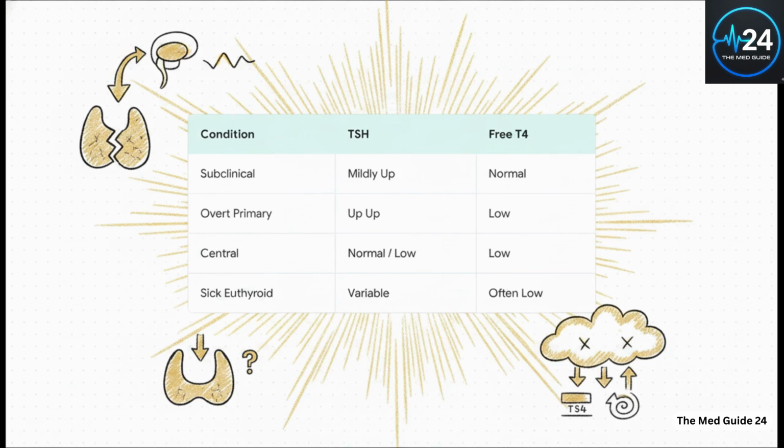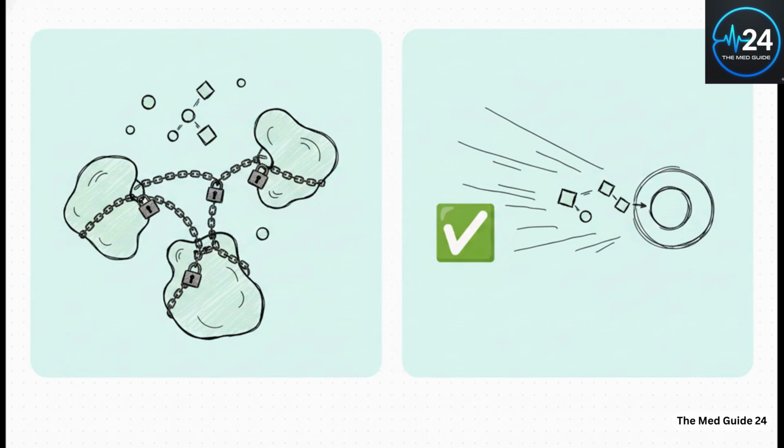And of course, don't forget sick euthyroid syndrome, where a really severe systemic illness causes a transiently low free T4 with a totally variable TSH. Speaking of labs, a classic diagnostic trap you have to avoid is ordering total hormone levels instead of free T4.